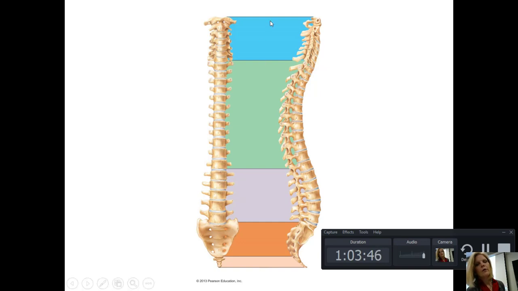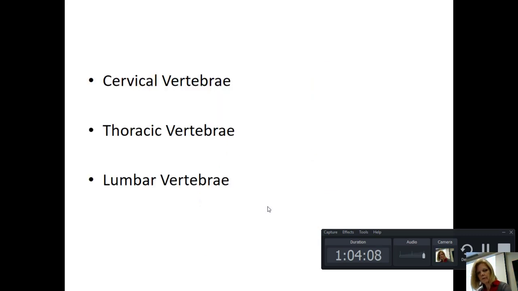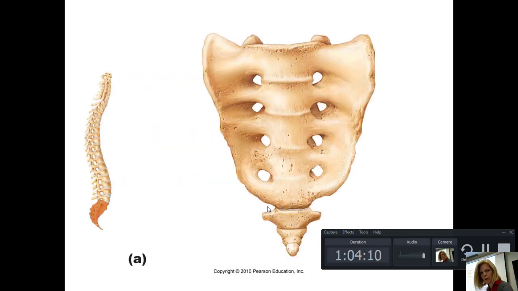So a good way to remember how many is in each region, you only have to know the 3 major regions: cervical, thoracic, and lumbar. Think if you worked at a bank, you would eat breakfast at 7, which is the cervical, lunch at noon, or 12, and dinner at 5 for the lumbar. So 7, noon, and 5. All right, so now let's look at, so what bone is this?